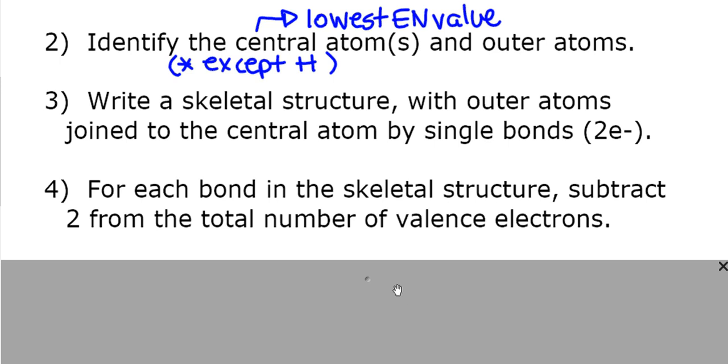We have to go back and make sure we keep track of our electrons that we have used and what we have left. So for each bond in your skeletal structure, you want to subtract 2 from that total number, and you can see how many more you have to put in your diagram.